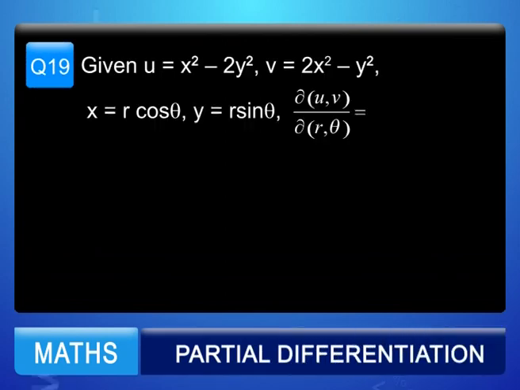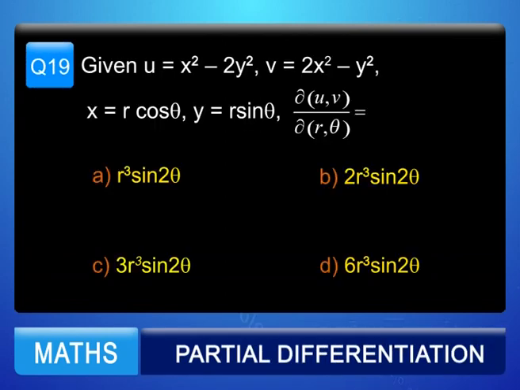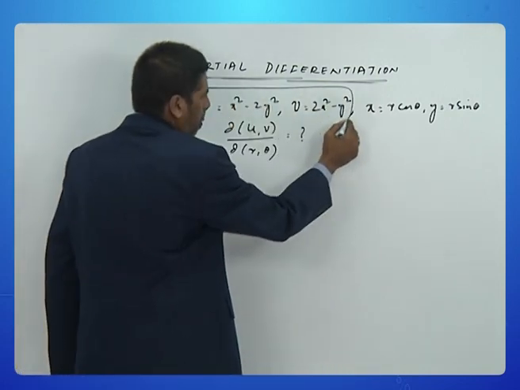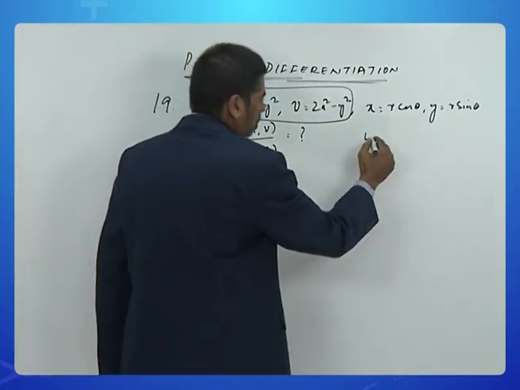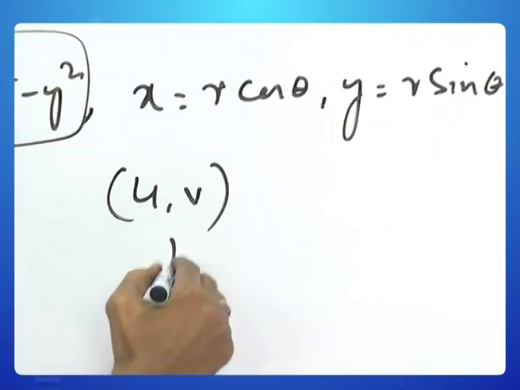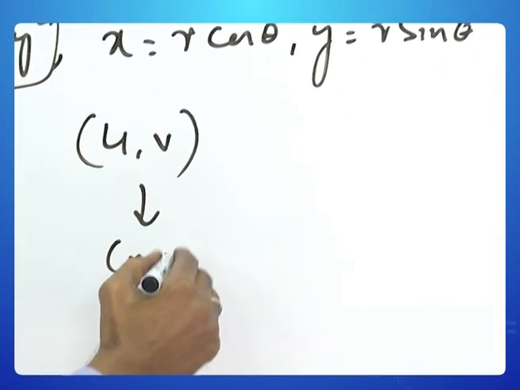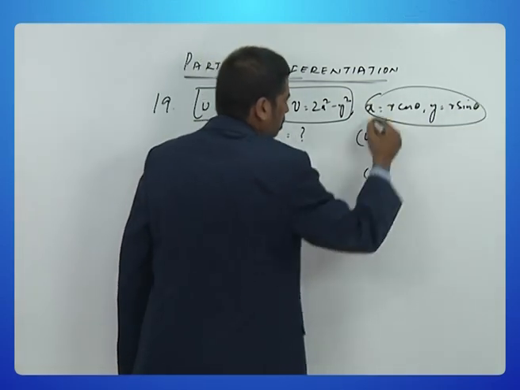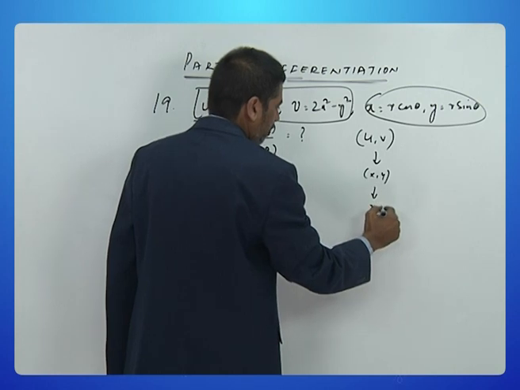In question number 19, we have the transformation u = x² − 2y², v = 2x² − y², x = r cos θ, y = r sin θ. The problem is to find ∂(u,v)/∂(r,θ). If you study the first two equations, u and v are functions of x and y. If you take the next two transformations, x and y are functions of r and θ.